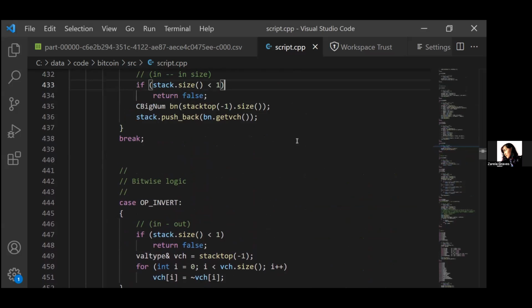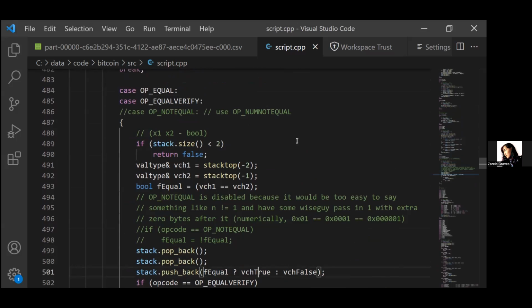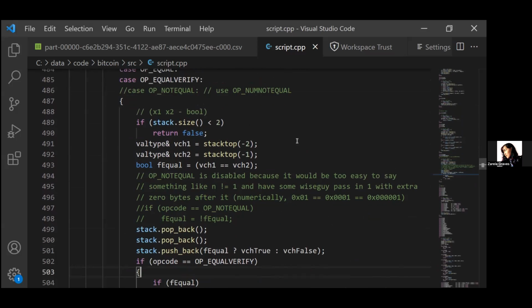And, you know, we won't cover too much, but I want to show you that comment. So here's a place where he's working on the scripting language, and he was working on this OP not equal, and he didn't like it, so he commented it out. He had it in for a while, then commented it out. His concern, it's like a byte-wise comparison. His concern was people would think it was a numerical comparison and get confused. So it's too easy to have some quote wise guy pass in a 1 with extra 0 bytes, right?